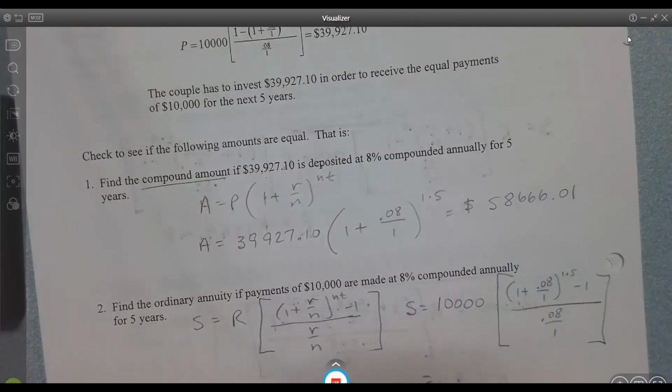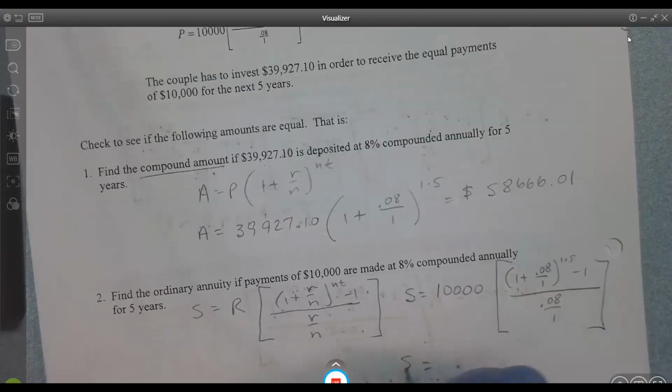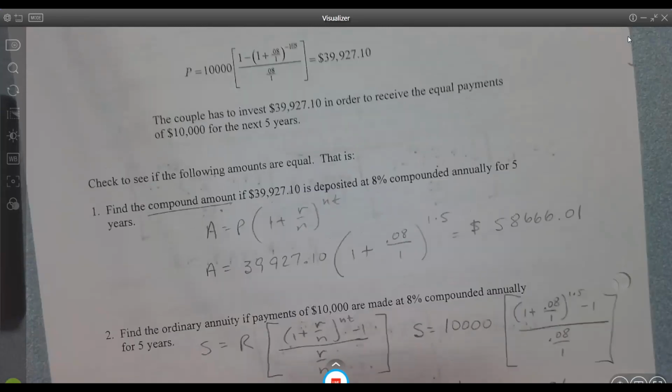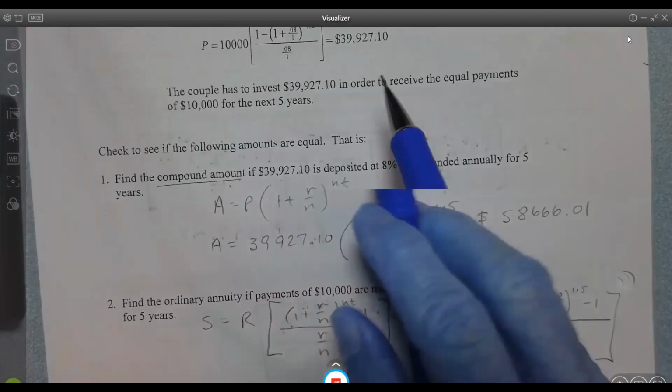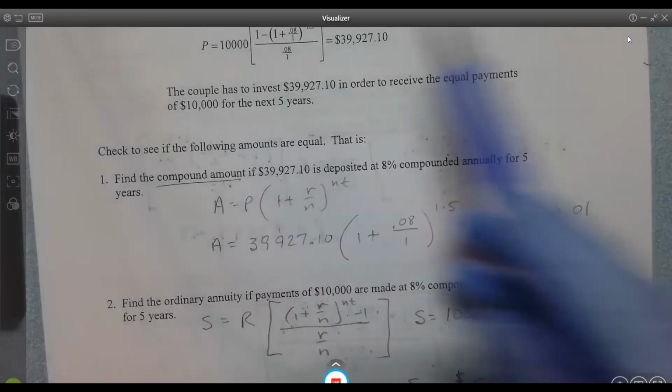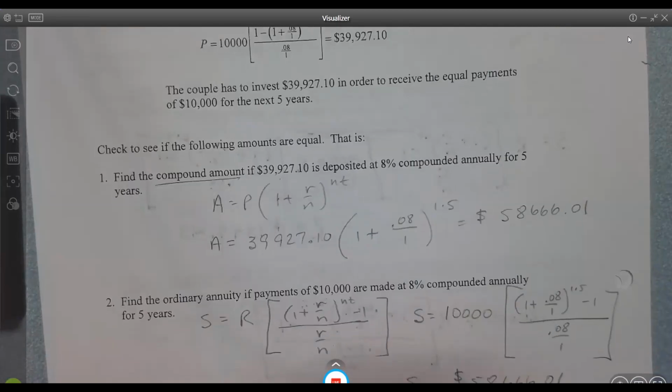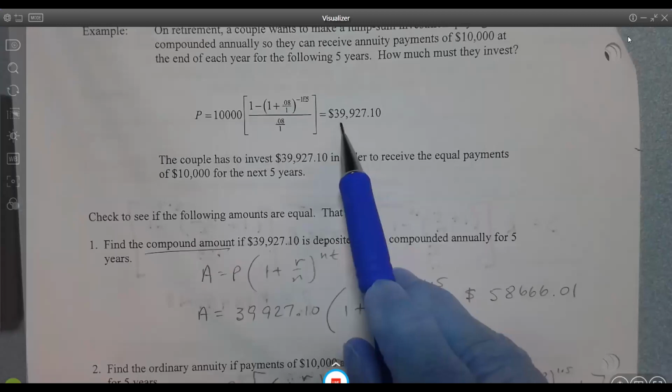I need to type this in right. So if you'll notice, they are the same. If you put a lump sum in of that amount or payments for 10,000 under the same conditions, they do come out to be the same. So in a way, this couple, their last payment they get is just totally based on their interest.